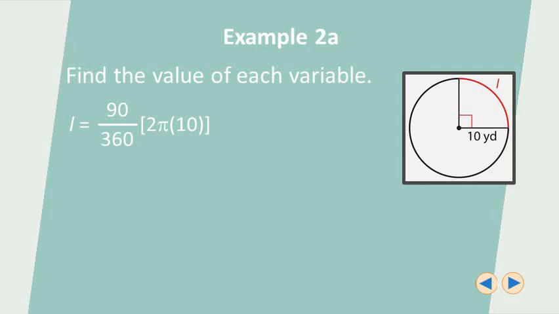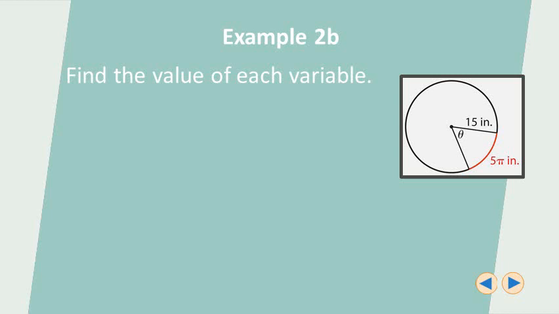So here's my formula. I plug in the theta, 90 over 360 times 2 pi 10. That's my circumference. Therefore, it's 5 pi yards. And when I multiply that out, I get approximately 15.7. Notice here, they're rounding to the tenth. So you can either leave your answers as pi, or if you want to multiply by 22/7 or 3.14, just round it to the nearest tenth, please, because that's the way your homework is set up.